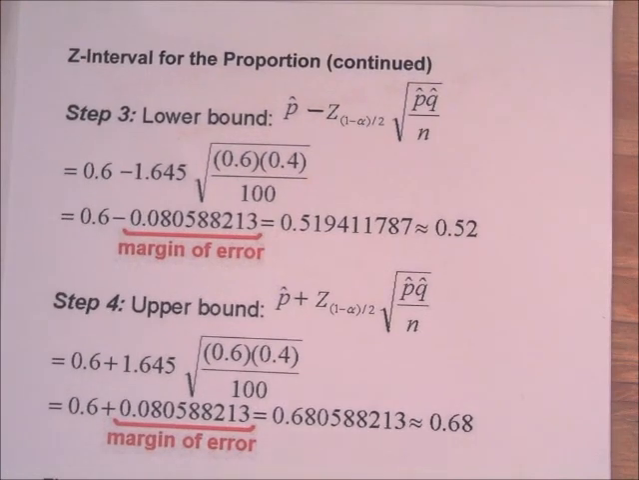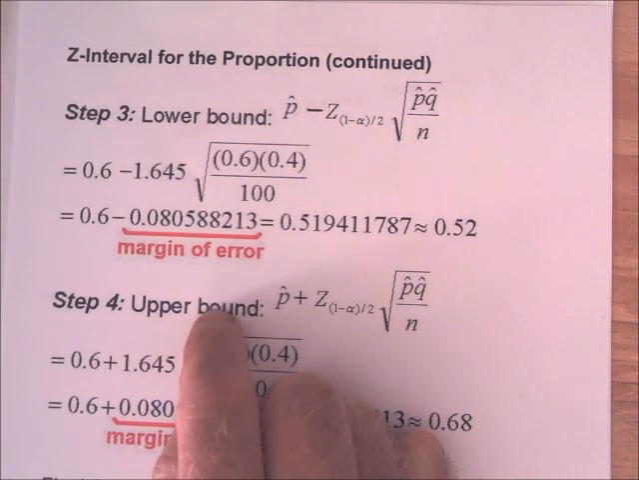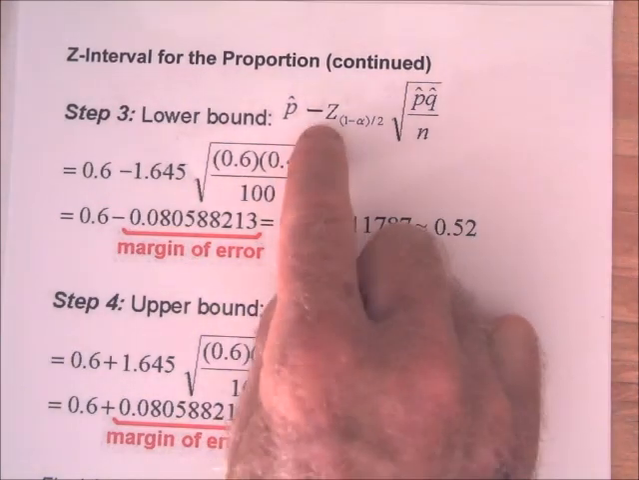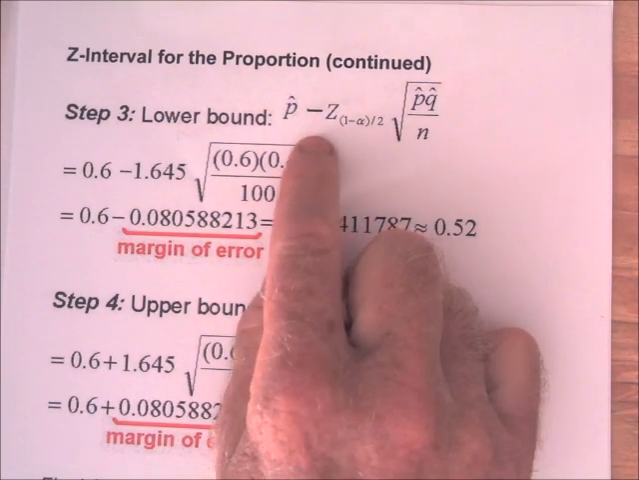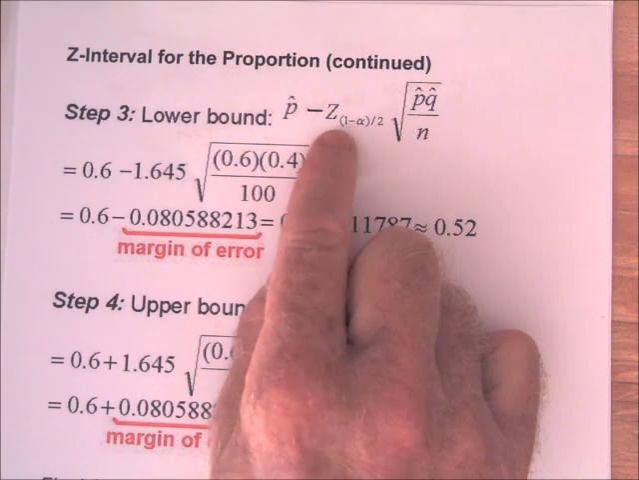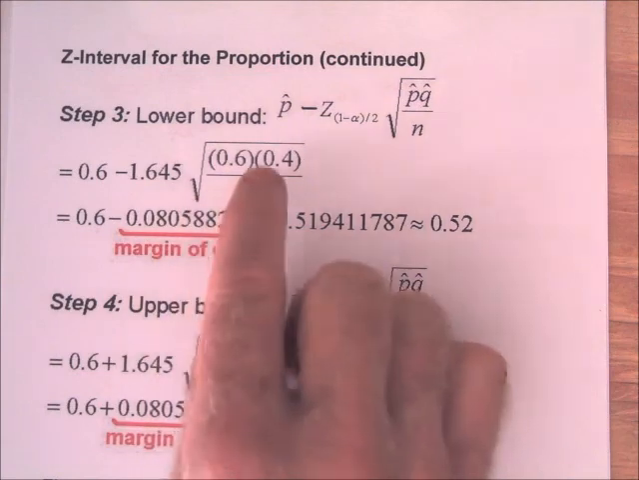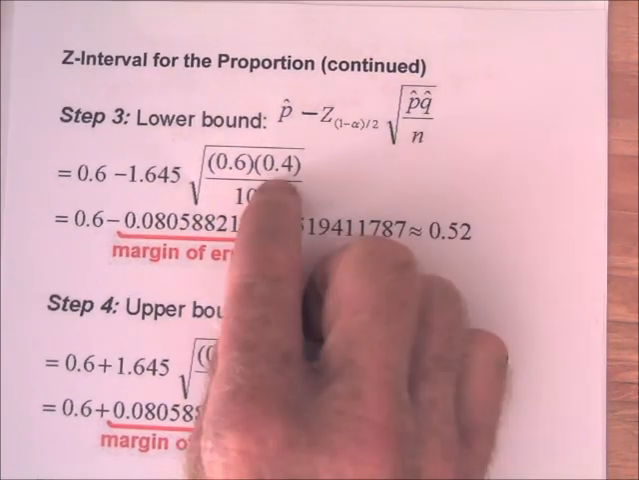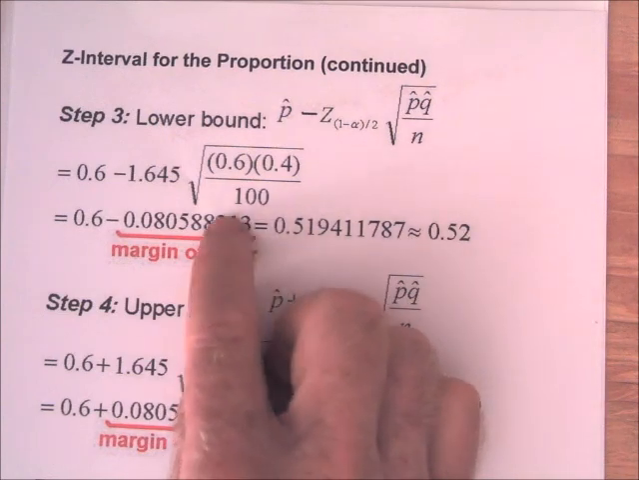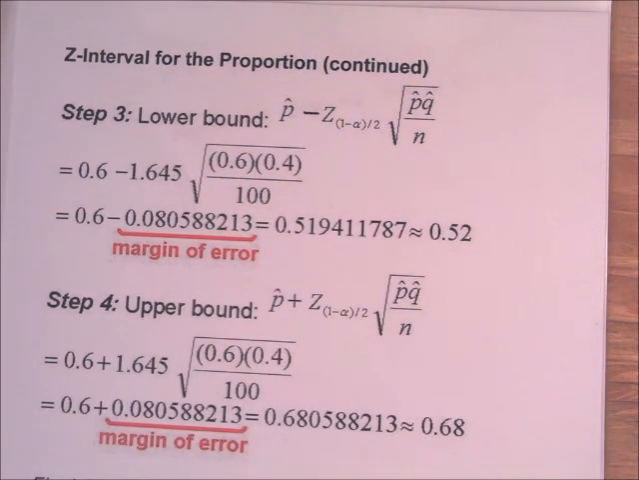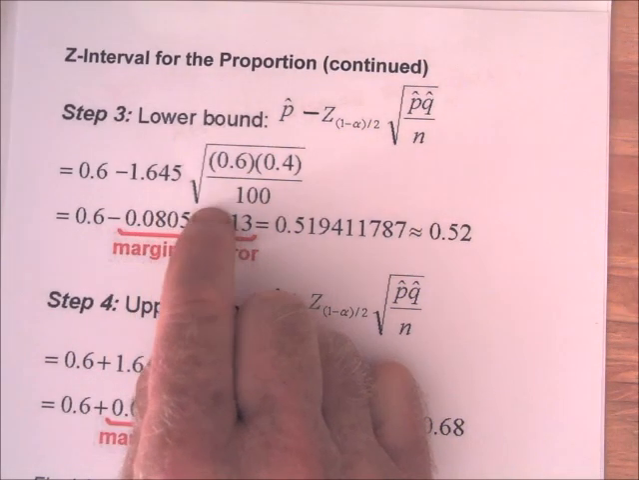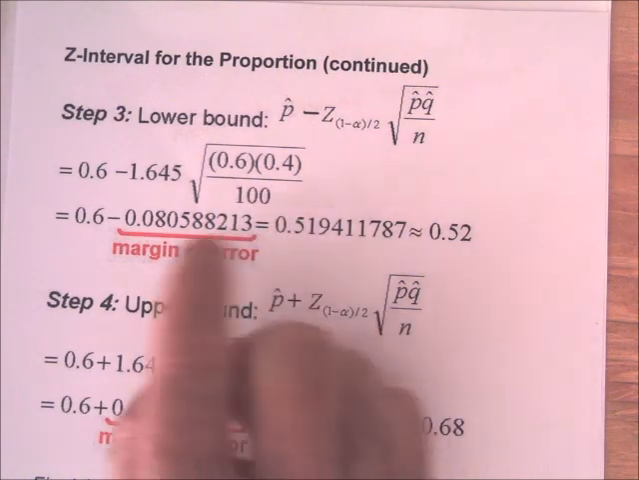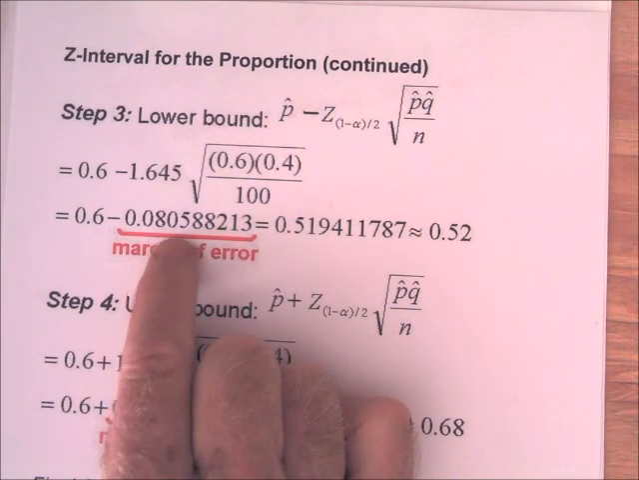The next step, we want to plug into this formula to create the lower bound and upper bound for the confidence interval. These two formulas are the same except for the sign in the middle. So it's p hat, which is 0.6, minus z, which is the number from the table, 1.645, times the square root of p hat, 0.6, times q hat, 0.4, divided by the sample size, 100. I'm going to compute what comes after the minus sign first, because sometimes that is reported separately. 1.645 times the square root of 0.6 times 0.4 over 100 comes out to be 0.08 something.